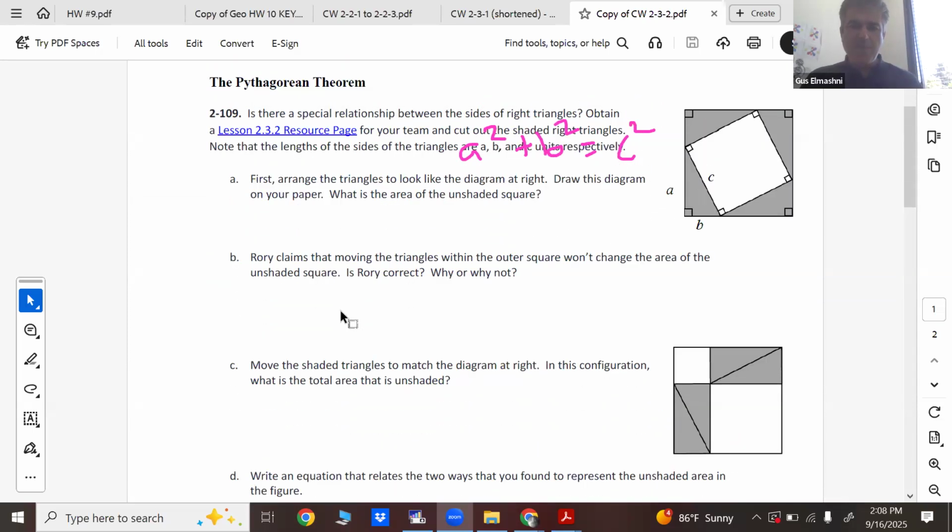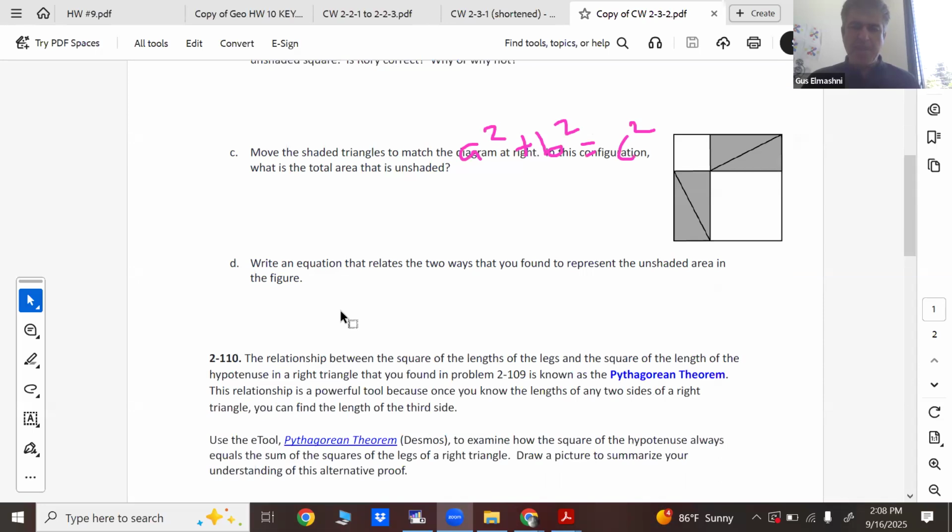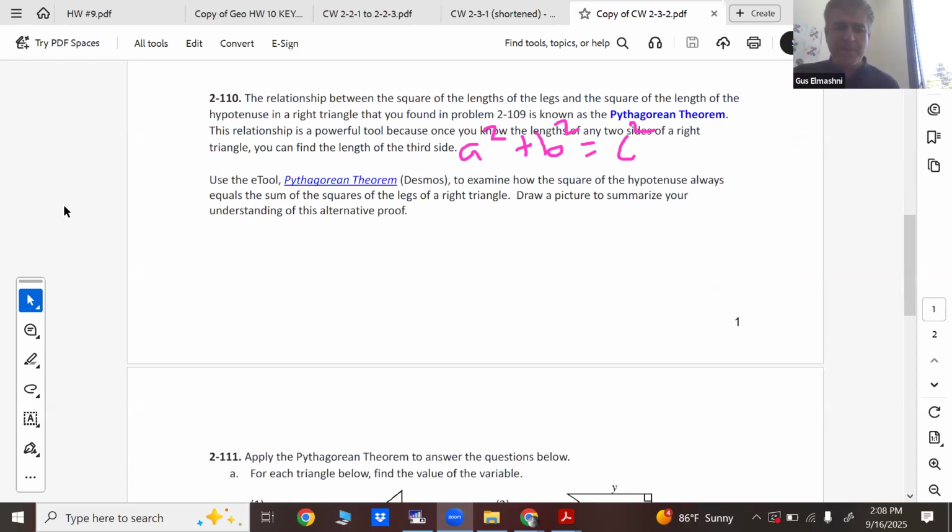Hold on. First, we're trying to draw this diagram. Okay, Rory claims that moving the triangles within the outer square won't change the area. What was the total area of the unshaded region? Oh, I guess. Hold on. Well, I'm just trying to understand this. Give me a sec here. I guess they do a verification of that theorem. We'll move on to 2-1-10. Sorry, guys. I should have been a little better prepared for that.